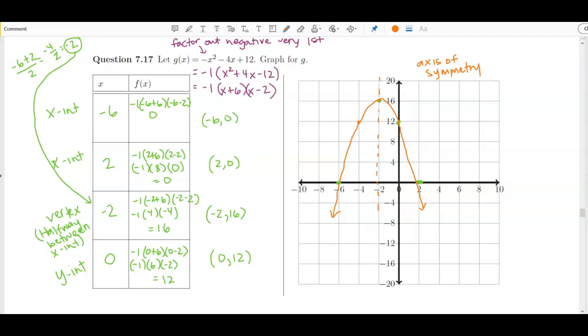All right, when you get done with yours, take a look at what I came up with. See if you came up with those same points. Or if you came up with something different, check and see if it was just a negative mistake or something like that. And then check the graph.